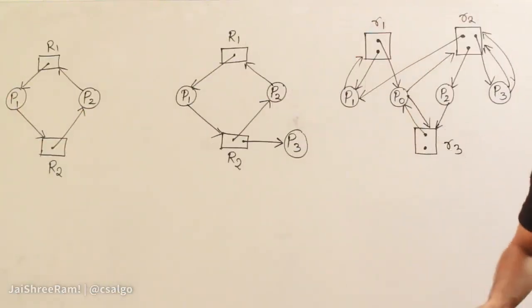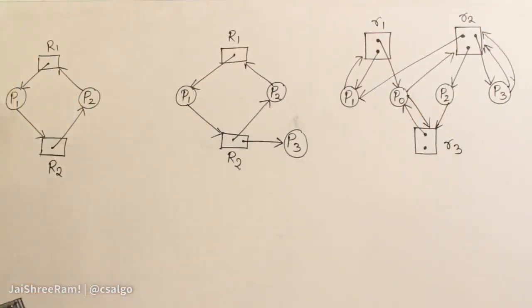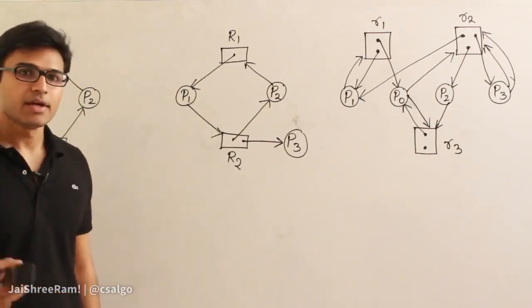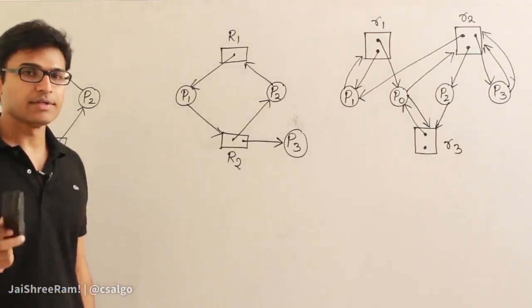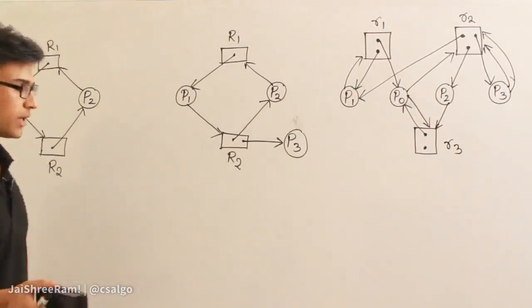So if you watch the first one, P1 has already taken R1 and P1 is waiting for R2, and P2 has already taken R2 and P2 is waiting for R1. Therefore this cycle is going to lead to a deadlock, right? So in case of single instance resource type graphs, if there is a cycle, then it is a deadlock. Remember that. Okay, fine.